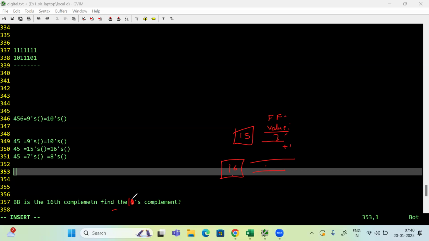What is the answer? 54 was the 9th complement. What is the 10th complement? Plus 1. What is that? 55. What have you done? You have got the same answer. You have done one problem, you have solved it, right?